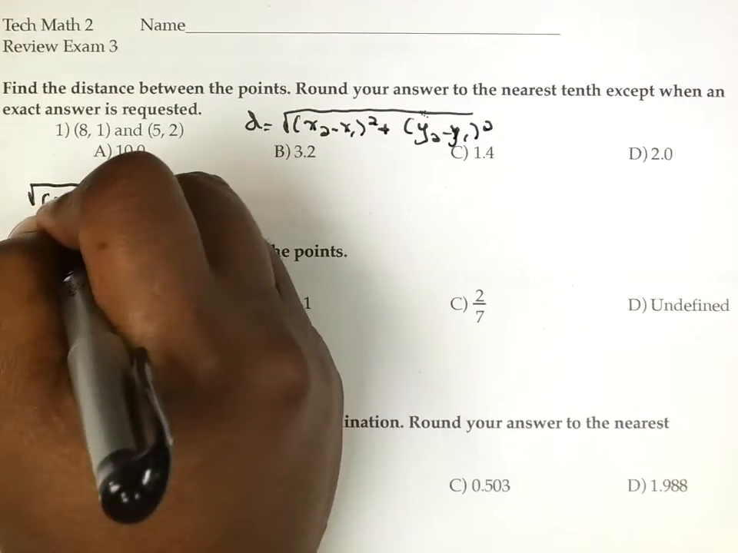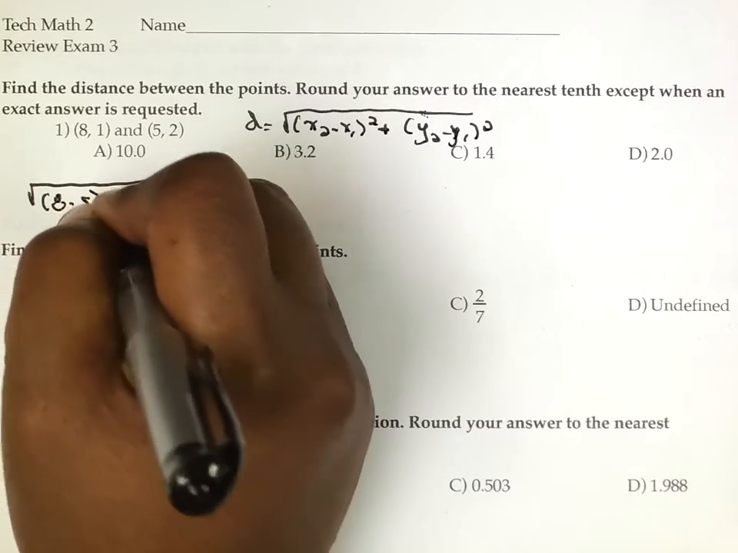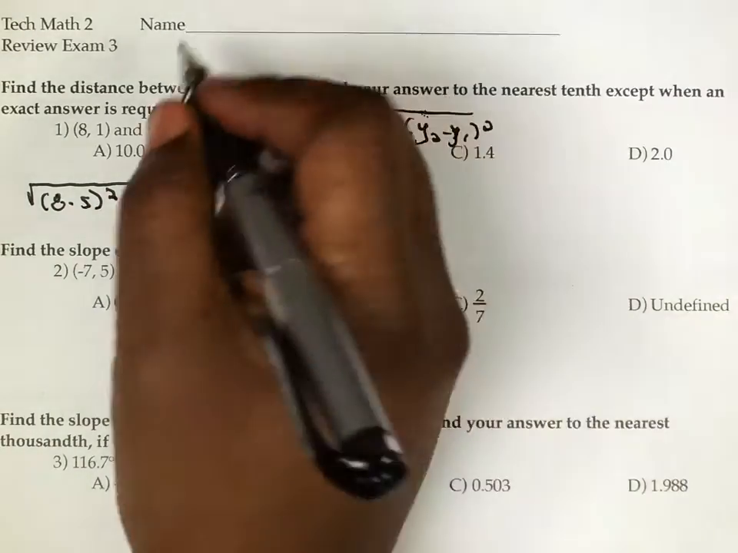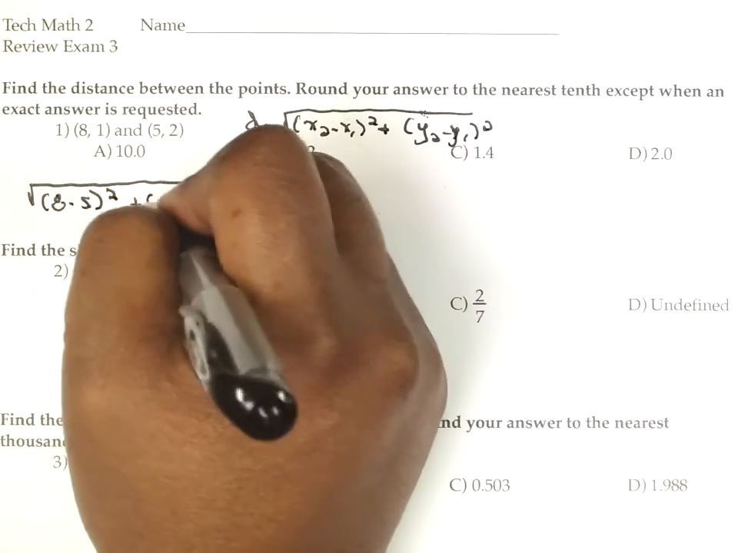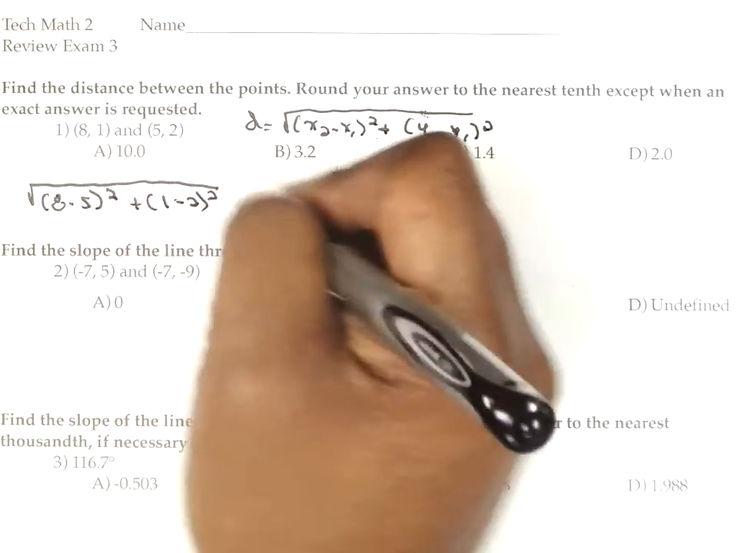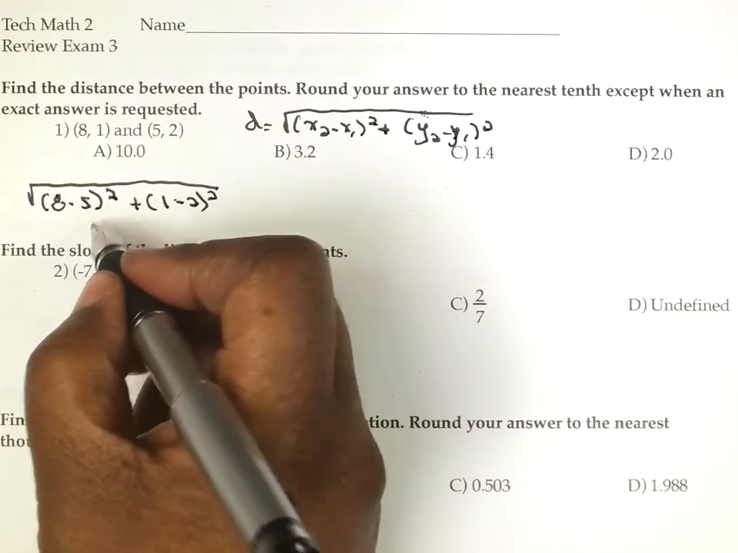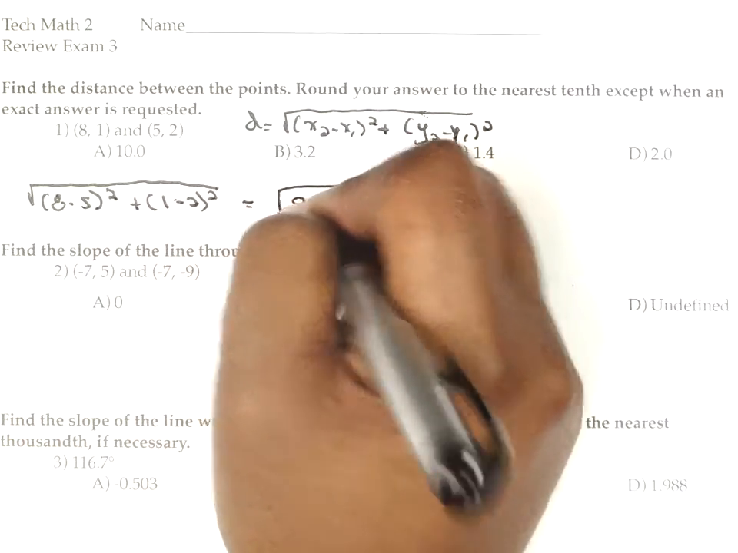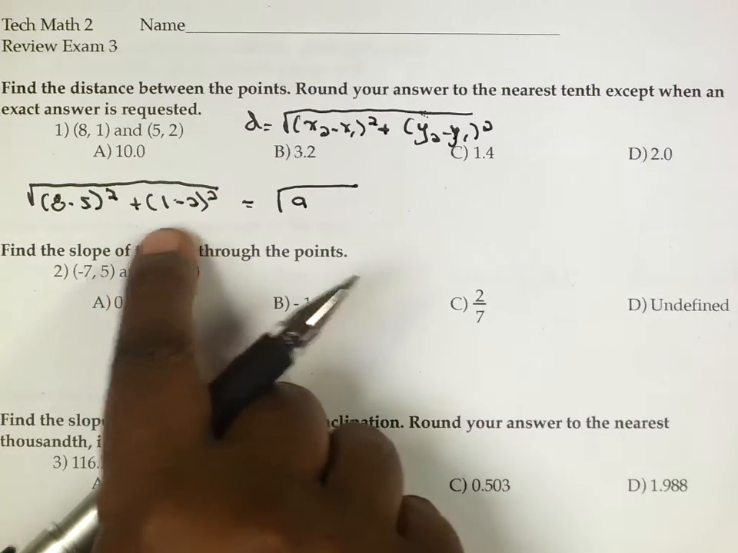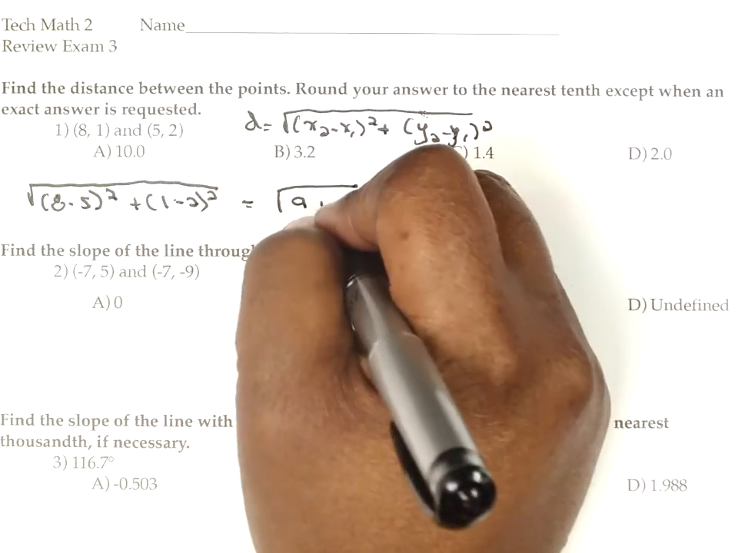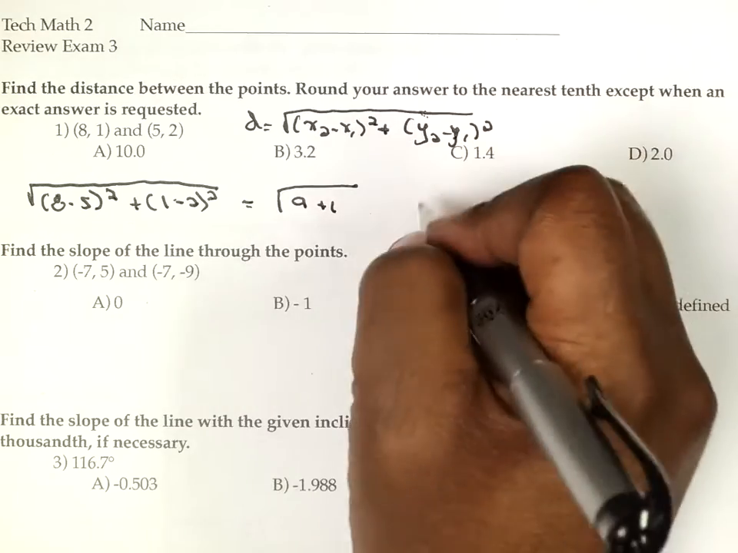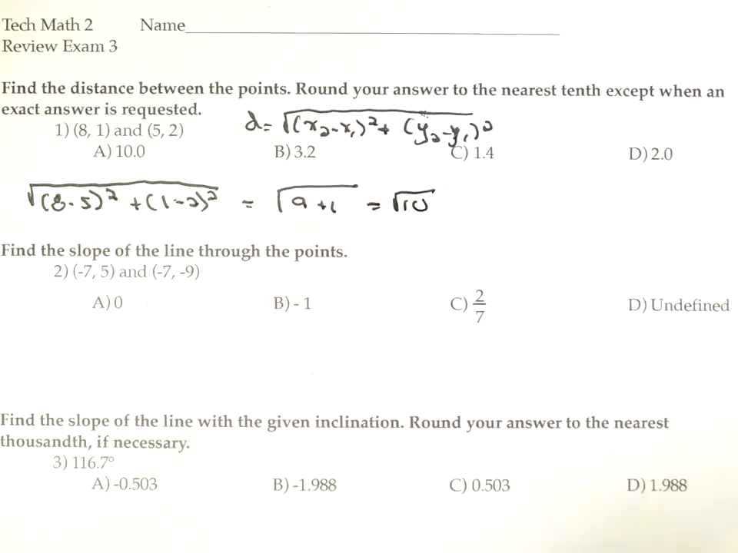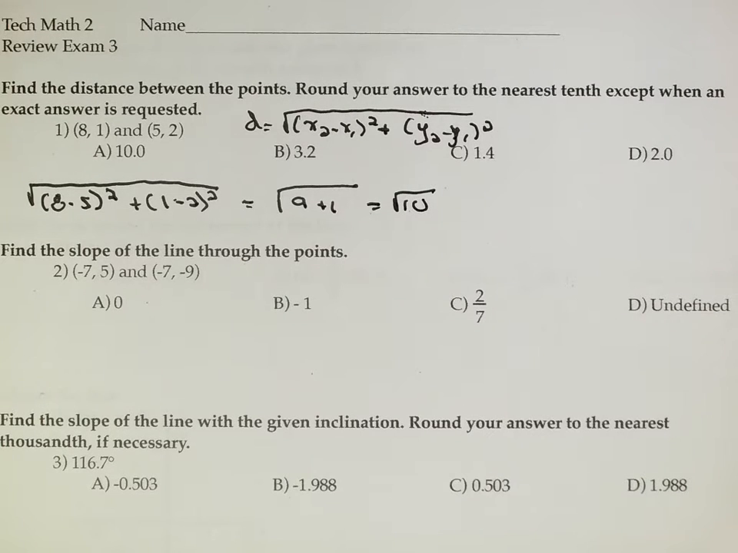So I'm going to do 8 minus 5, or you could do 5 minus 8. It doesn't matter, because when you square it, it becomes positive anyways. And then 1 minus 2. So 8 minus 5 gives me 3. 3 squared is 9. 1 minus 2 is negative 1. Negative 1 squared is 1. So I have the square root of 10.